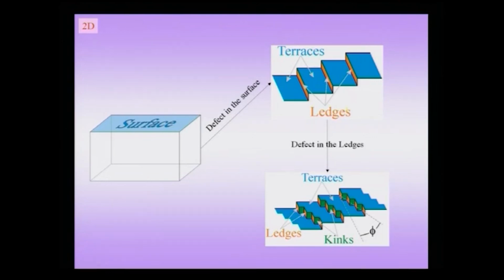Further, we can have a breakup of these ledges into kinks. So, you can see that if I am climbing a staircase, then I can think of myself going from step 1 to step 2 to step 3 via these ledges. Now, within a single ledge, I can think of going from 1 to 2 to 3, the orange to the green to the orange to the green, via a series of steps which are kinks in the ledge. Therefore, I now have a defect in a defect: a kink is a defect in the ledge, which is a defect in the surface, which is a defect in the crystal.